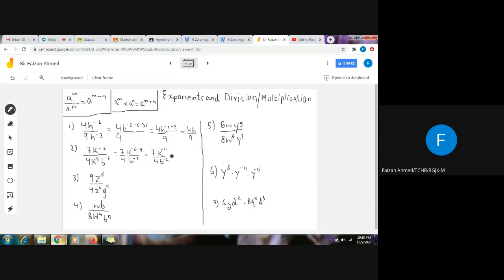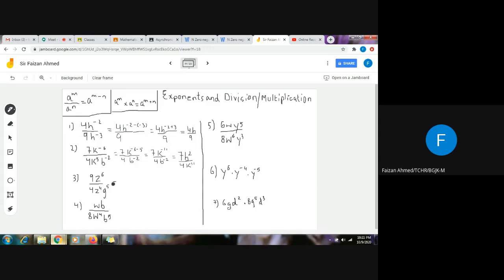So I will convert these two exponents to positive, and I know that something can be made positive by shifting it. If it is in the numerator, shift it to the denominator. If it is in the denominator, then we have to shift it to the numerator. This is b to the power minus 2, so it will shift to the numerator and become b squared. And there is 4, and k to the power minus 11 will shift to the denominator and become positive k to the power 11.